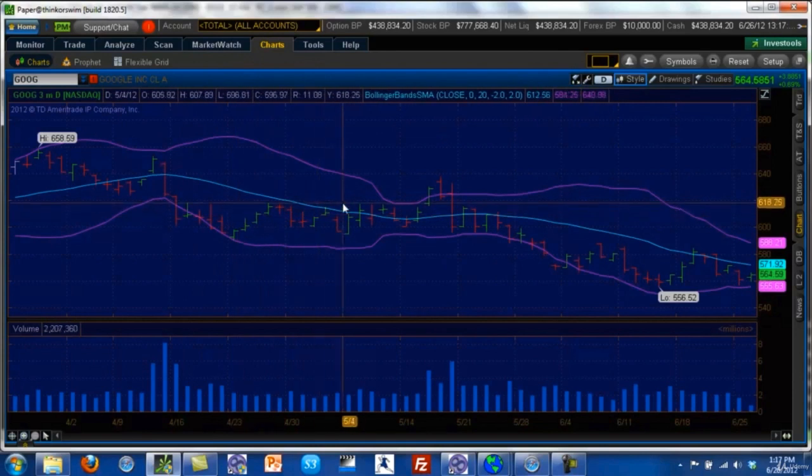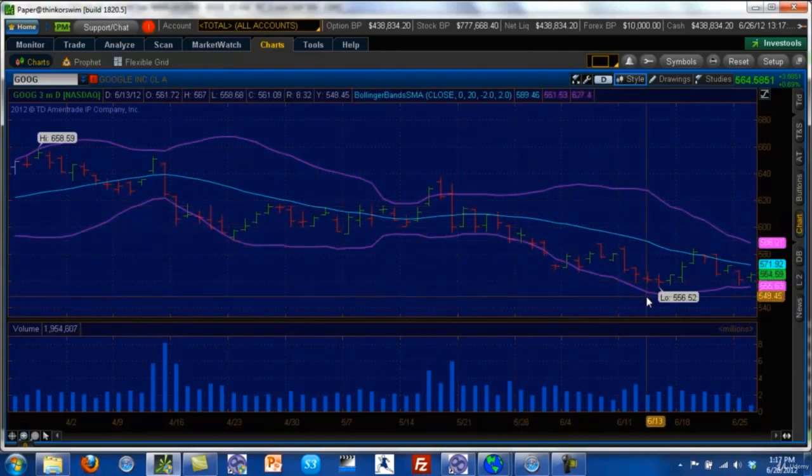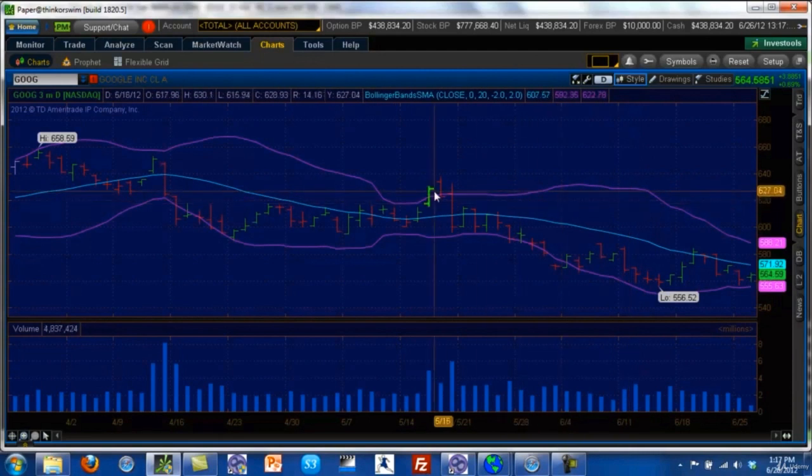The statistical definition of a 2 standard deviation move says that 95% of the time the values of the data, in this case it's our stock prices, will fall within the 2 standard deviation range. Which means on the flip side is that whenever it goes outside of the 2 standard deviation range, it will go only about 5% of the time.